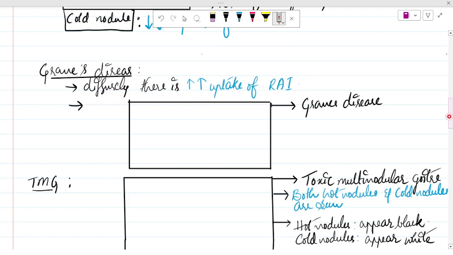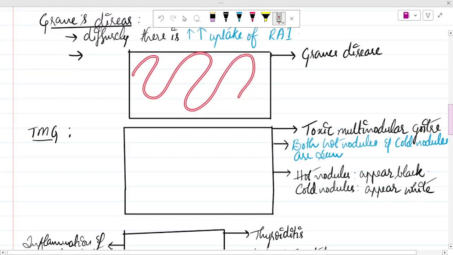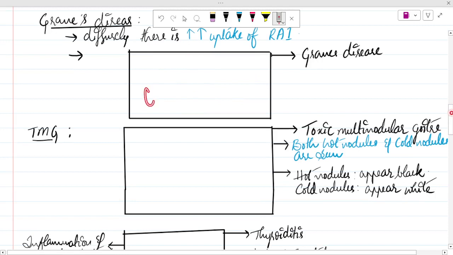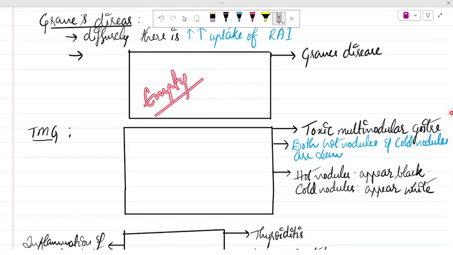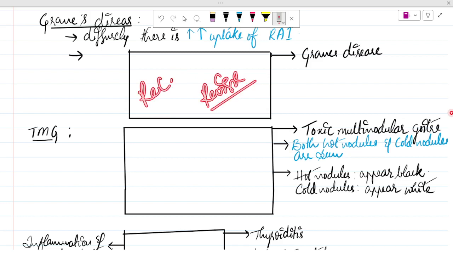Now, here we will show the image in Graves' disease. Yes, we will show it in the image session. If I want to keep an image, I will keep it. Don't think that sir has just left it empty. No, it is for your benefit only. You should revise some things. You should remember some things. You should recall some things.